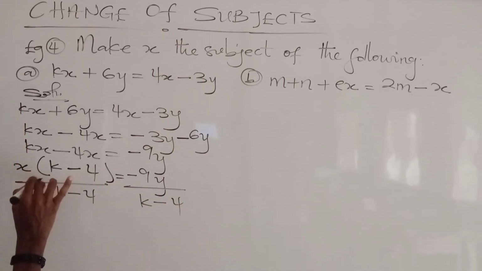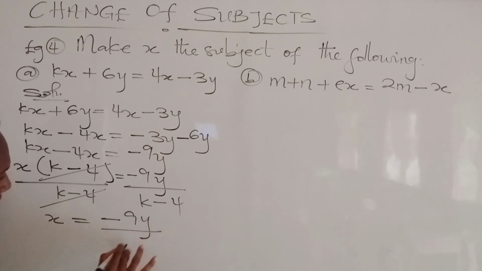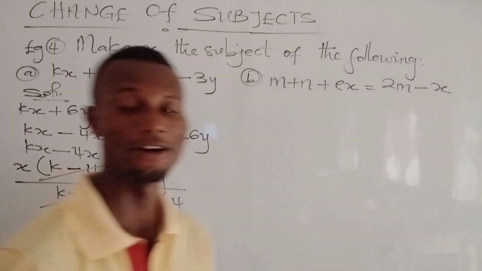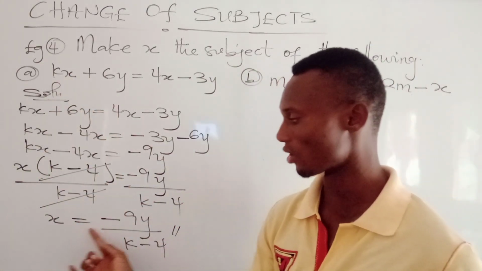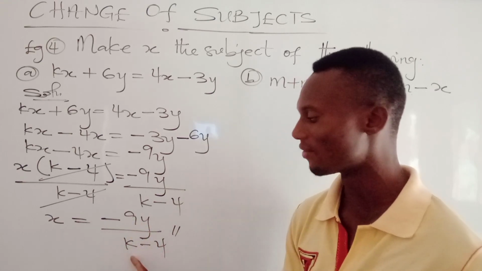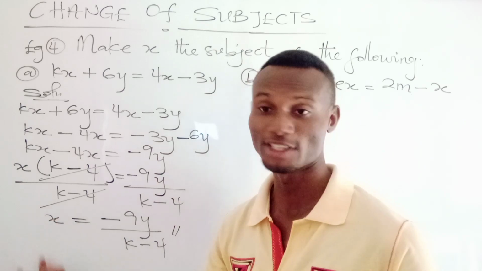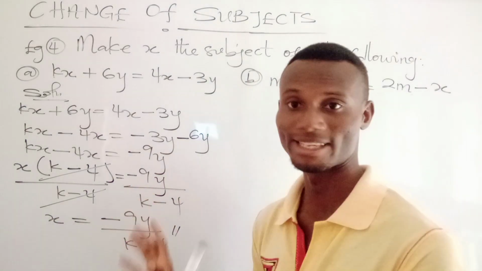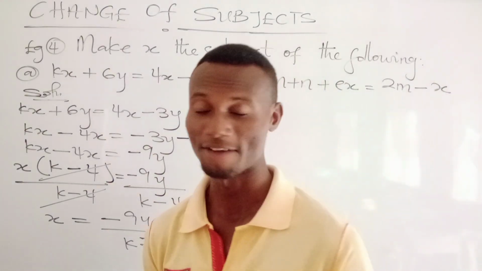So that this k minus 4 will cancel this k minus 4 away. What we have left here is s equals minus 9y all over k minus 4, and that is our final answer for making s the subject from the given equation. S equals minus 9y all over k minus 4. You can see that s is standing alone, nothing is attached to s, so we've made s the subject in a given equation. I hope the explanation was clear enough and you understood it.